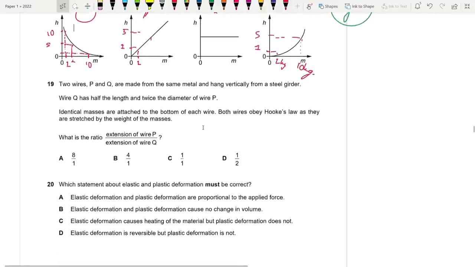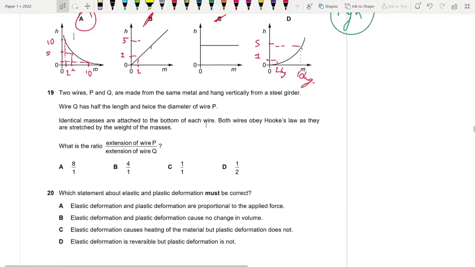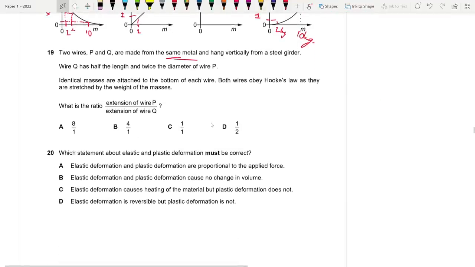Tricky question. 19. Two wires P and Q are made from the same material. Okay, same Young modulus. Wire Q has half the length and twice the diameter. Okay. So e is equal to FL by AE. Let's do the original one for P, okay? So for P, the extension of P is FL by AE.